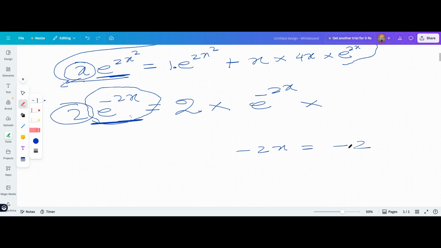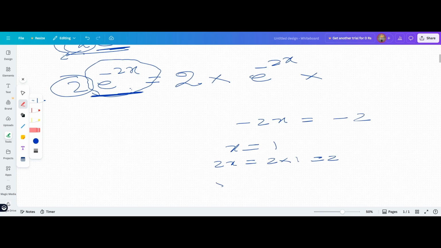If you are a very beginner, I will just tell it simply. If you differentiate x, it is 1. If you differentiate 2x, it is 2 into 1, which is 2. 5x means 5 into 1, so 5. Minus 2x means minus 2 into 1, minus 2.